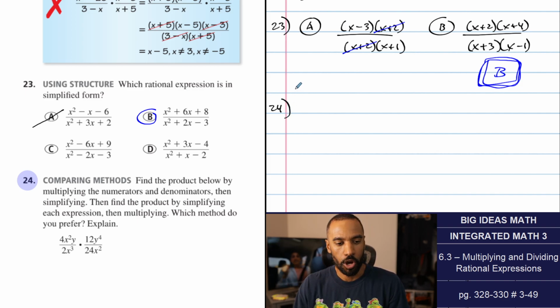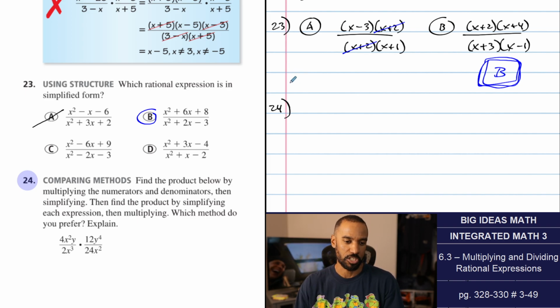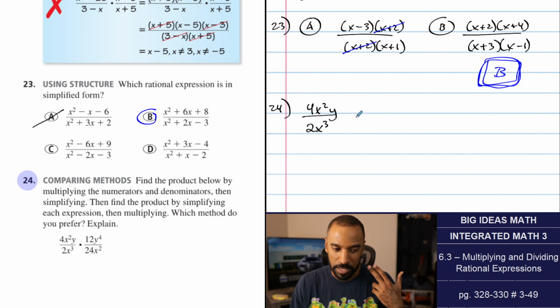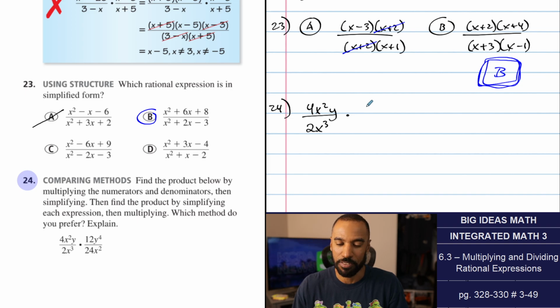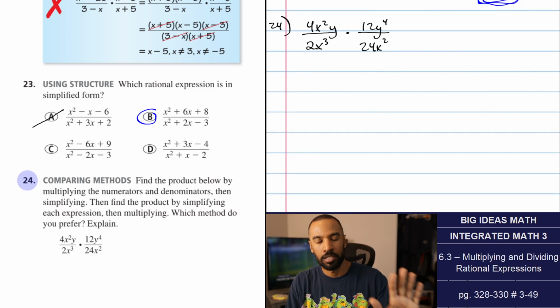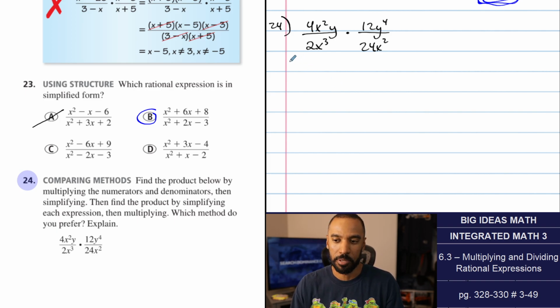On number 24, find the product below by multiplying the numerators and denominators, then simplifying. Then find the product by simplifying each expression, then multiplying. Which method do you prefer? Explain. I personally prefer, for the most part, the second option. When it's monomials, though, I might be convincing myself that I like the other. Because here's the thing. I don't do the thing that they do, so let me pause for a second and do the methods.